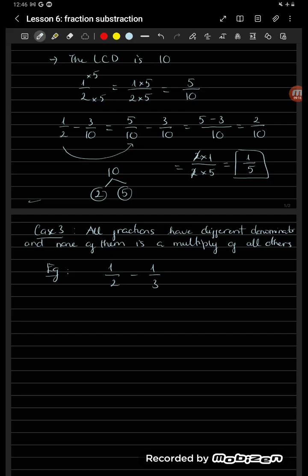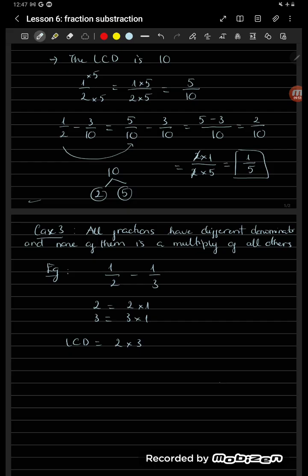So we write each denominator as a product of prime numbers. So here 2 is already a prime number, so just write it as 2 times 1. And 3 is also a prime number, so just write it as 3 times 1. And the least common denominator equals the product of all different prime numbers with their highest power. Okay, and in this case it's just 2 and 3. 1 we don't care about because whatever times 1 is just itself.